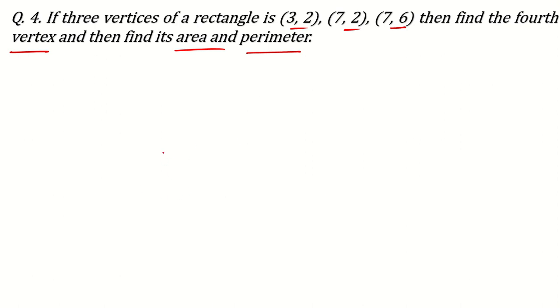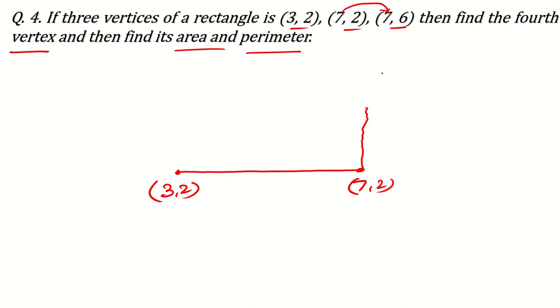3, 2. Suppose this is the point 3, 2. You can make the proper graph also. Now 7, 2. So the value of y is not changing, so we will go in this direction. So this is the point, suppose 7, 2, and then 7, 6. Now the value of x is not changing, so we will go up. I am sorry for the drawing. This is 7, 6. So definitely the fourth point will come this side.